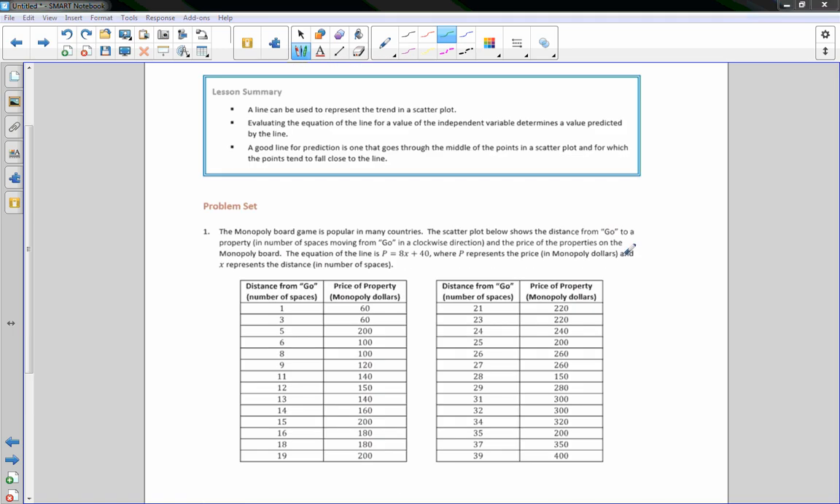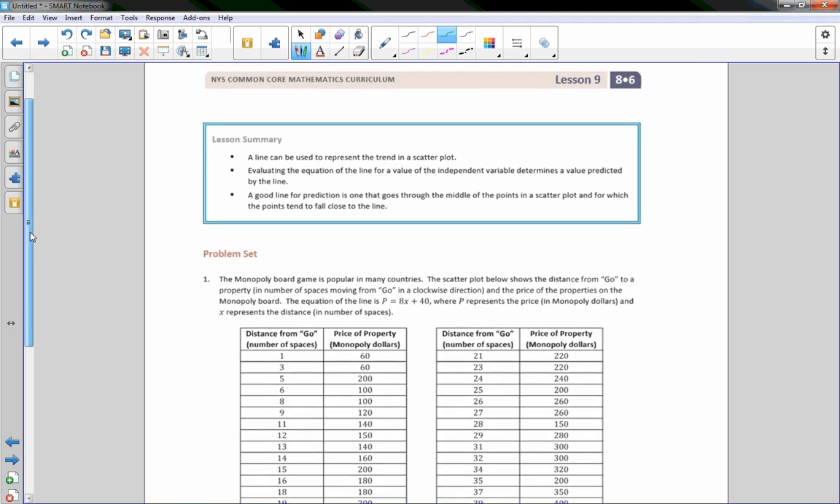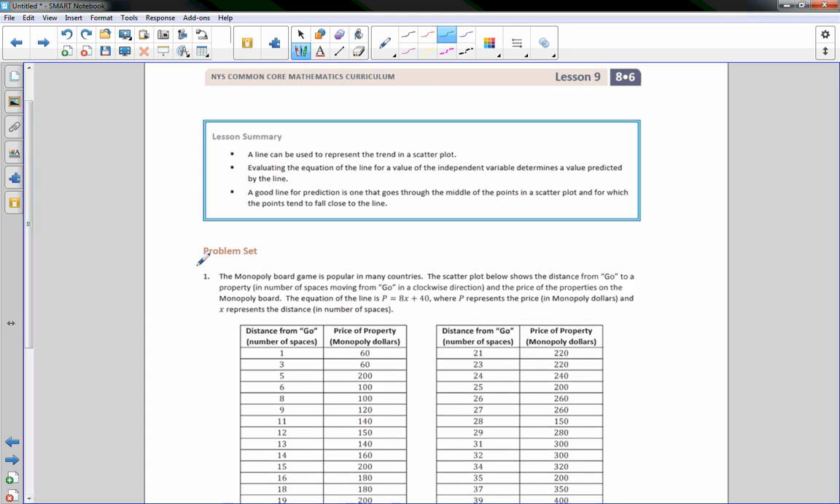Okay, that is the end of lesson 9. Read the lesson summary and go do your problem set.